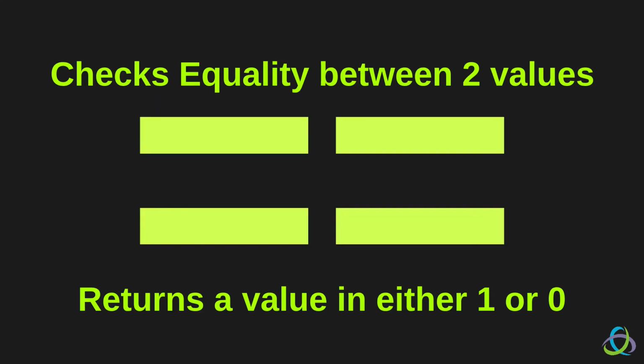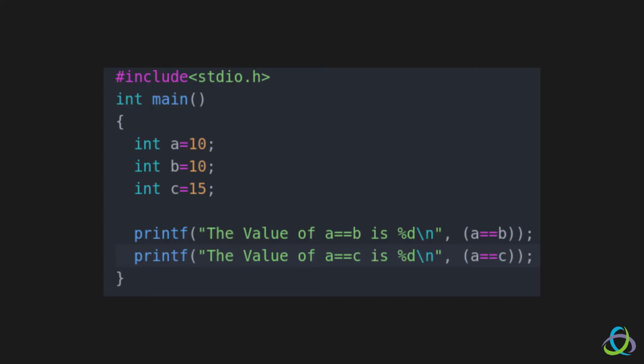The equal to operator checks whether the values in two variables are the same or not. If they are the same, it returns true. If they are not, it returns false. To understand it better, let's go through this very short example.